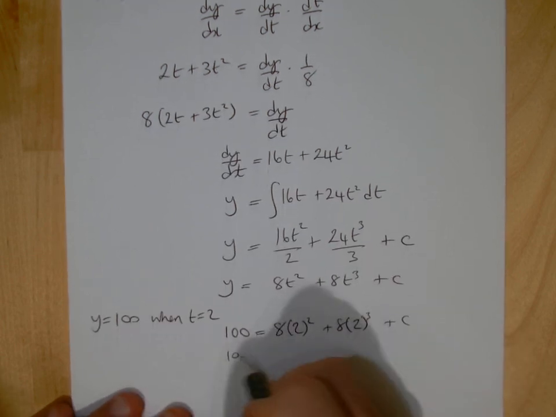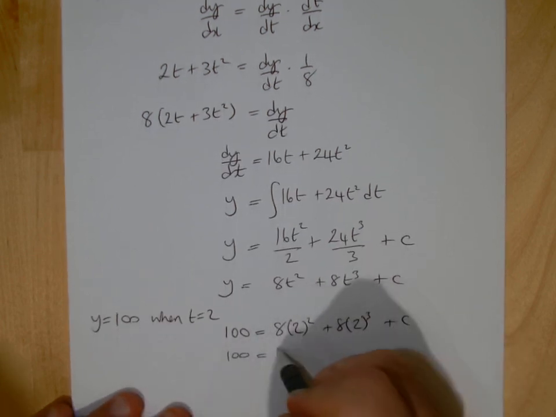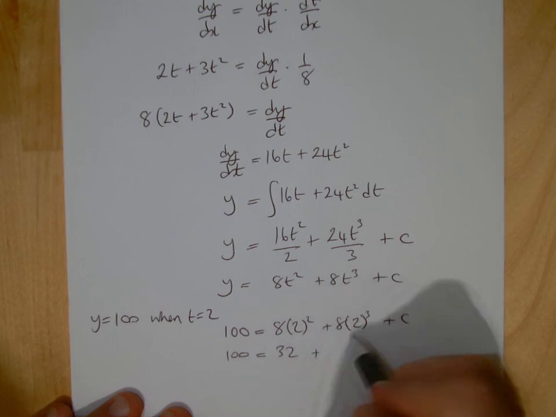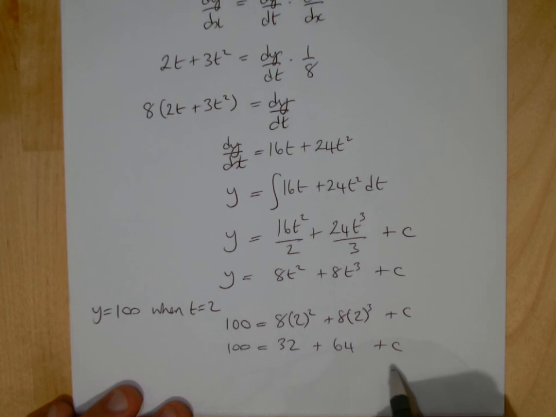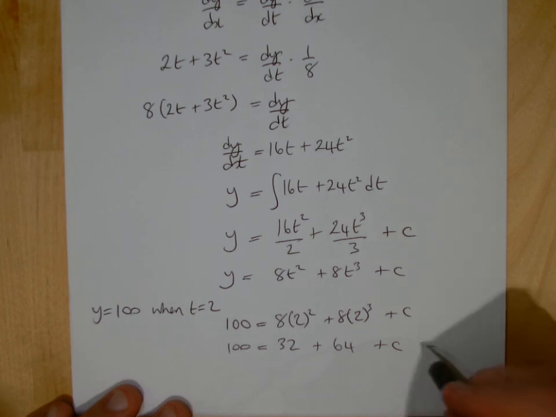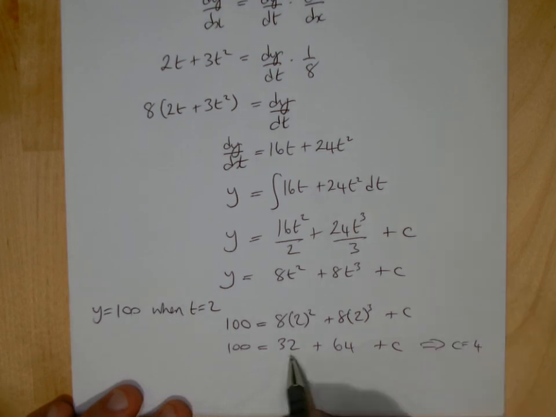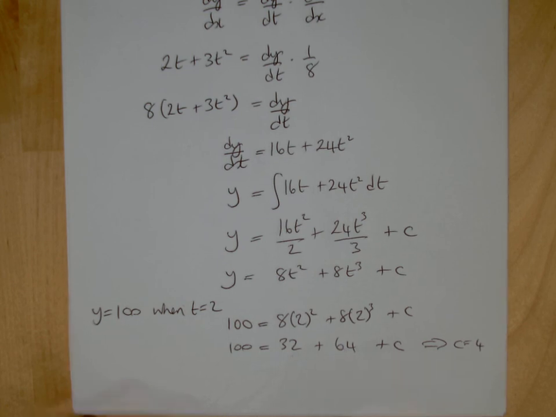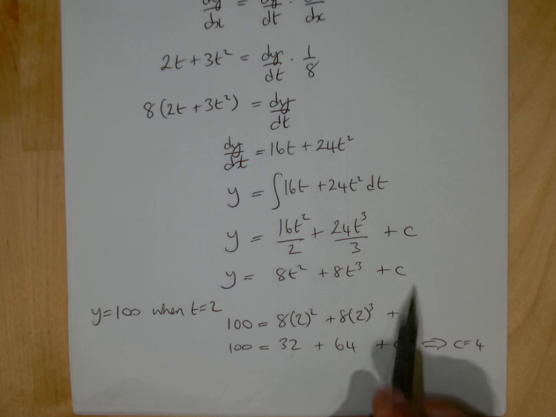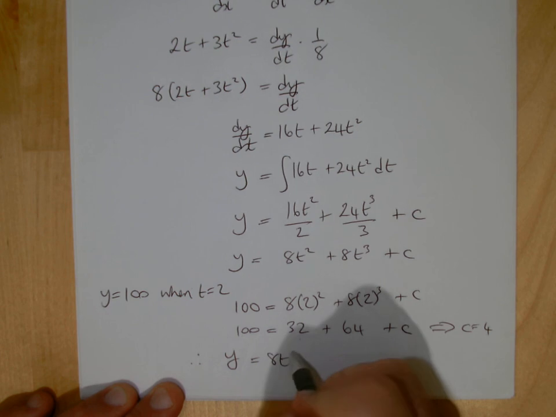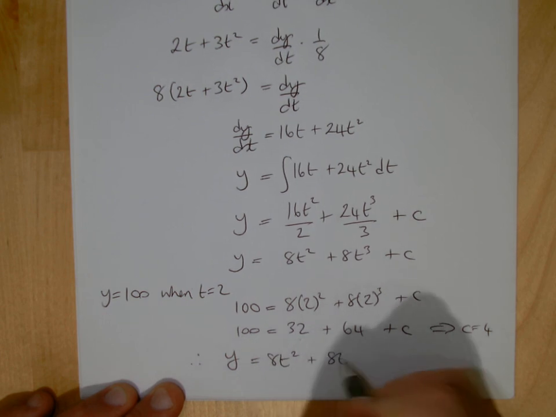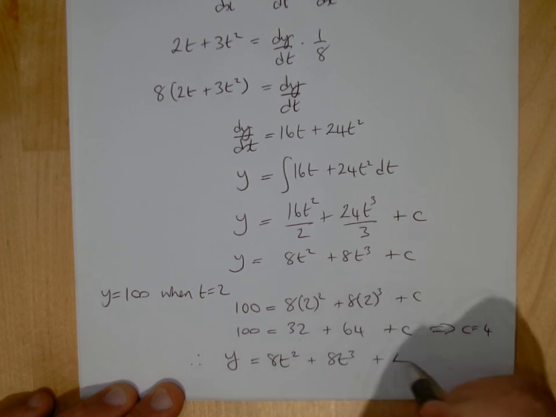And we get then 100 for y. This then becomes 32. That becomes 64, plus c. And if you think about that, then that means c has to be 4, because 32 add 64 is 96, which leaves c to be 4. So I know c is 4. I've now got an expression for y. So I can say, therefore, y equals 8t squared plus 8t cubed plus 4.